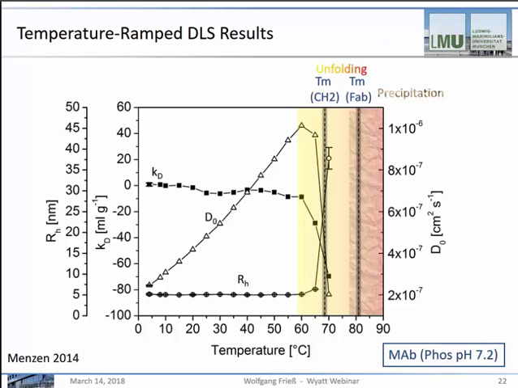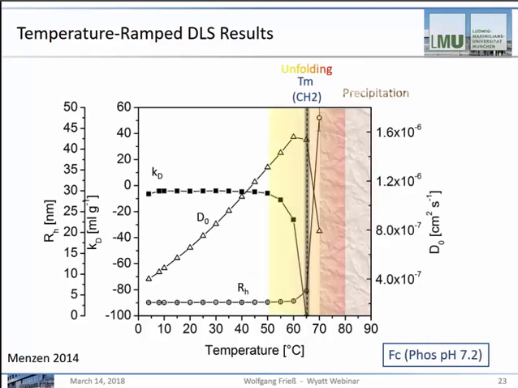We have to be careful with this Kd though at this stage. I would only call it an apparent Kd because the species change and there's also the size increase, so we should not take that as 100% a correct value. Now when we look at the Fc part only at pH 7.2, we see a similar behavior.